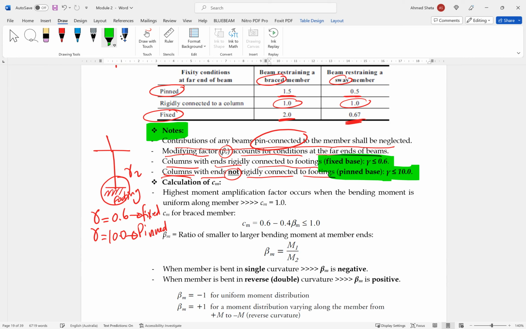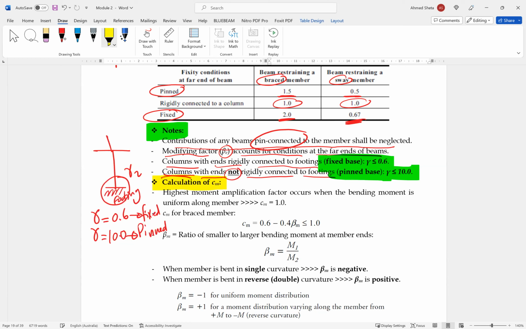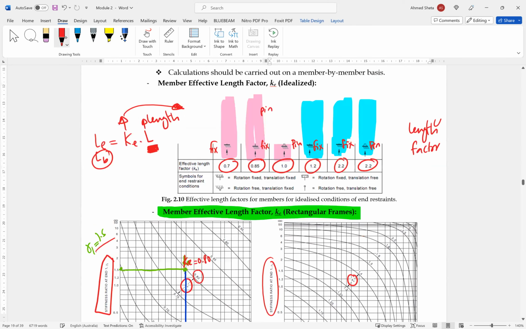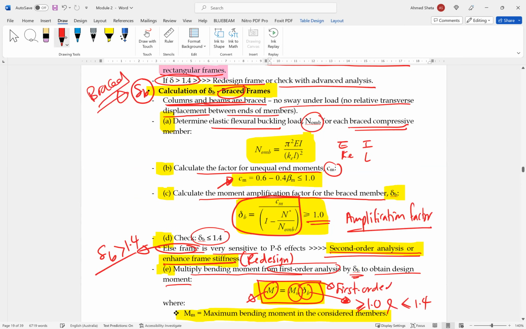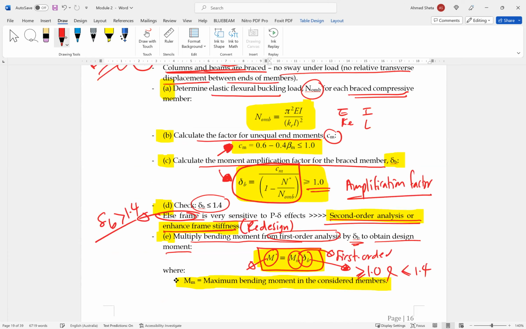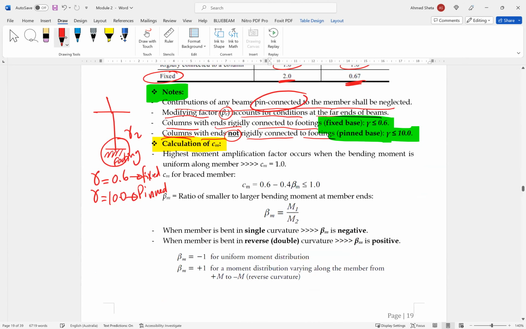The next point we need to know is the calculation of Cm, because Cm is required for the calculation of, if we go back, Cm is needed here, for delta B. So the next step is how to calculate Cm. Cm, the highest moment amplification factor, occurs when the bending moment is uniform along the member. So Cm equal to 1.